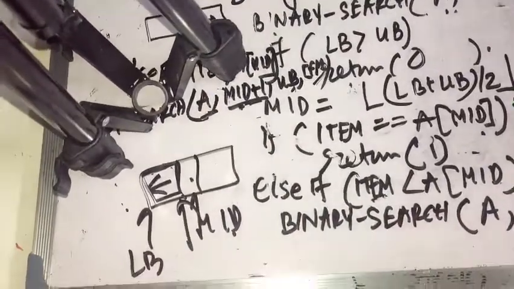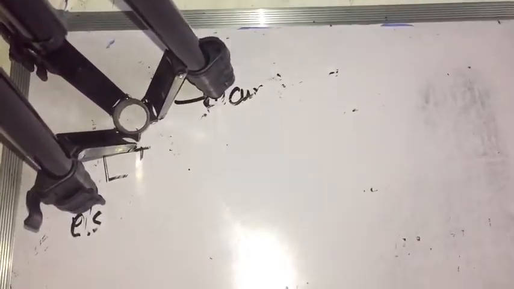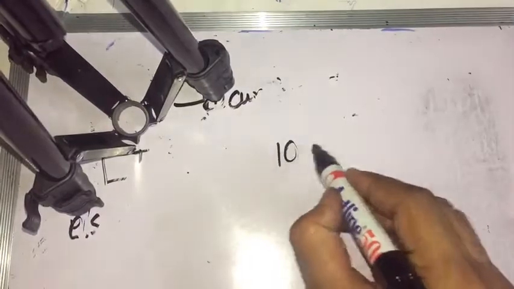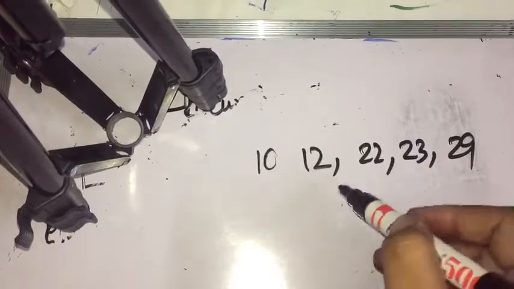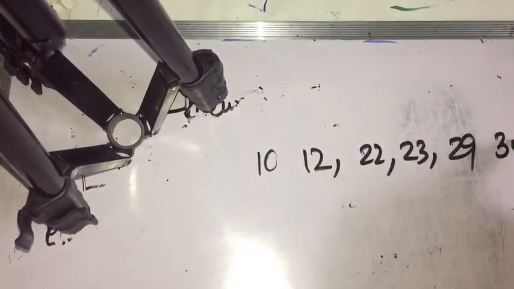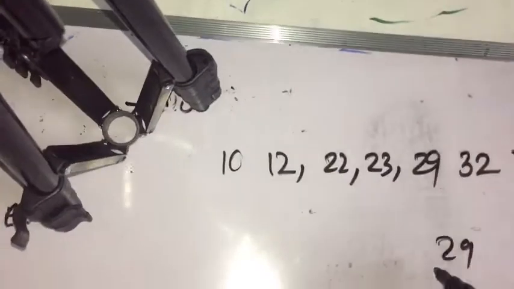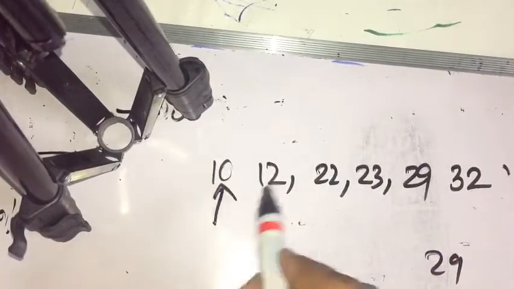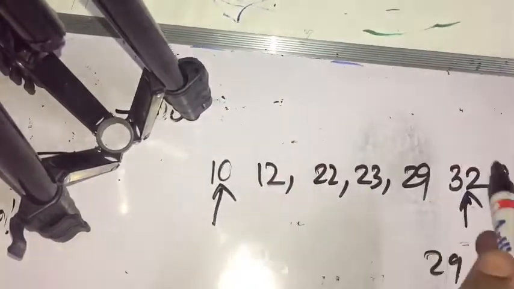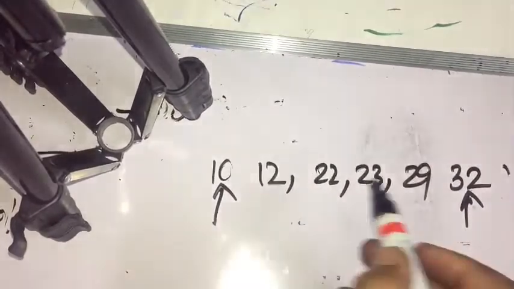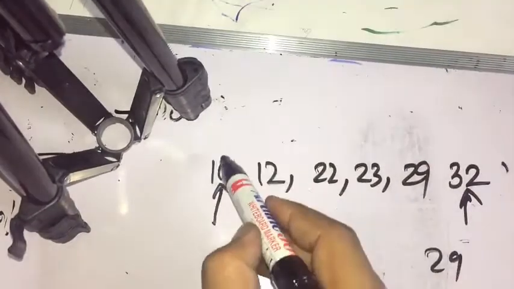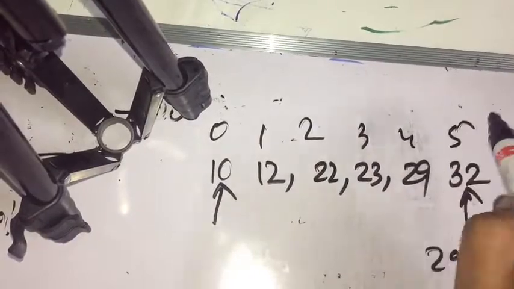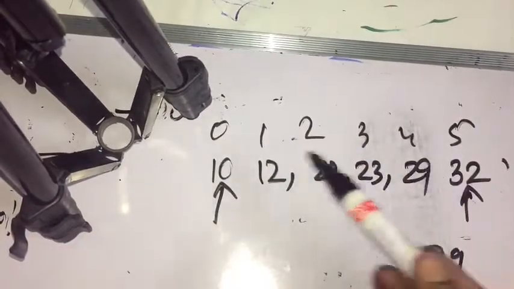So this algorithm is called recursively. Let me explain it more simply so you understand better. Suppose the numbers are 10, 12, 22, 23, 29, and I have been asked to search for 29. Suppose item is 29. First of all, this is the lower bound, this is the upper bound, and we have to apply the algorithm. First, the mid value is lower bound plus upper bound by 2. The indices here are 0, 1, 2, 3, 4, 5. The lower value is 0, upper is 5.